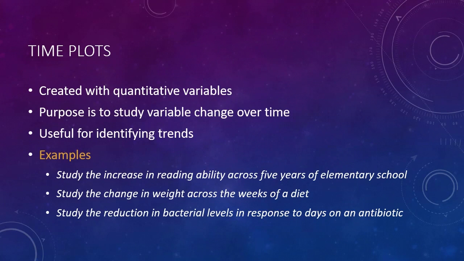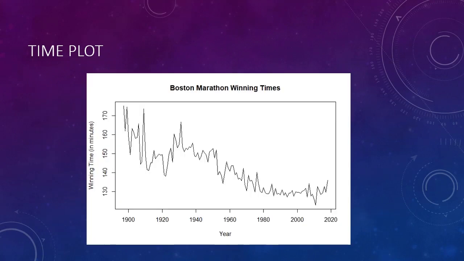What is common about all three of these examples is that the researcher's primary interest is in seeing how the variable changes over time. Note that the unit of measurement for time can be years, weeks, days, minutes, or any unit of time. The unit we choose is based on context. The key point is that as time goes by, we anticipate change in some variable, and we want to study that change. Here's what a time plot looks like.